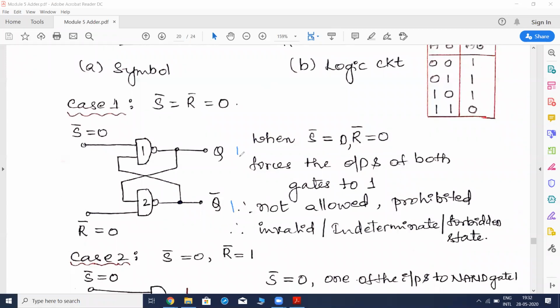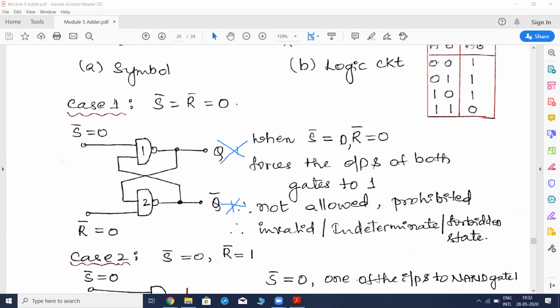So this case is not allowed. It is not allowed because, according to the latch, this particular case is prohibited: the outputs of the latch must be complement to each other. Now for the input S bar equal to 0, R bar equal to 0, we are feeding them to the NAND gate.